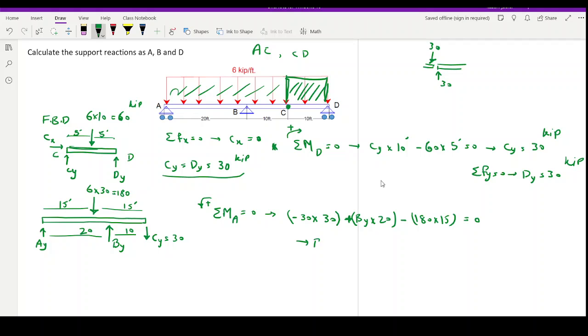From there, you can calculate By. It's going to be 1 over 20 times, this one is 900 and the other one is 2700. 180 times 15 is 2700. And that's going to be 180 kips.